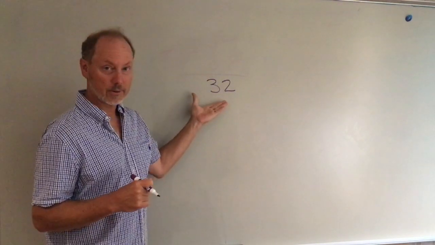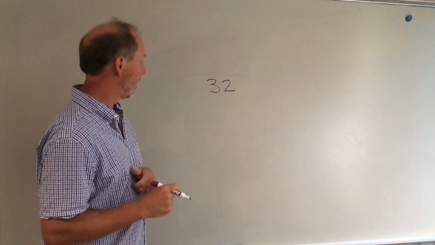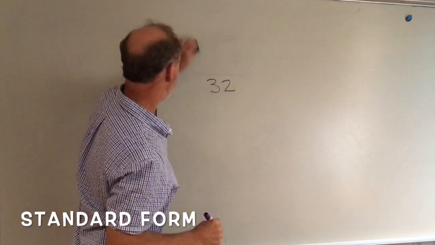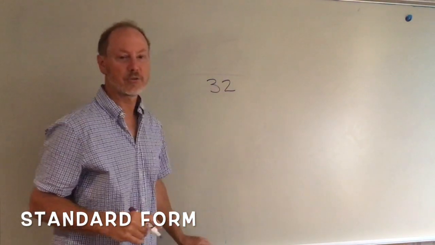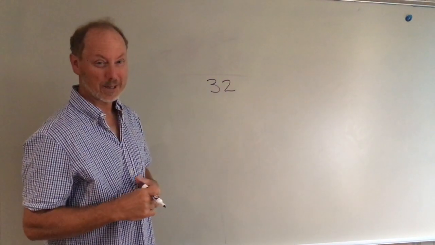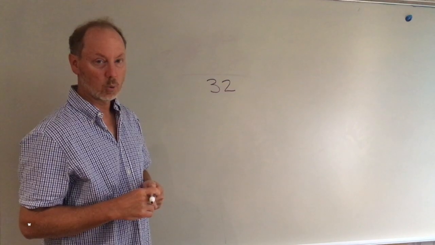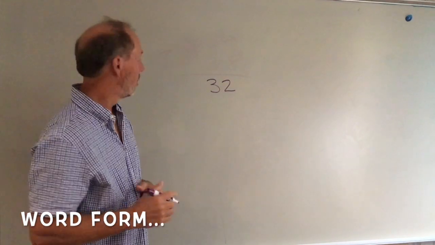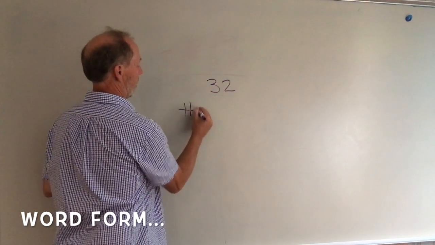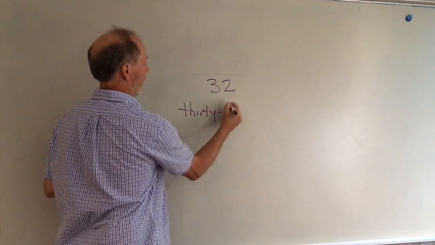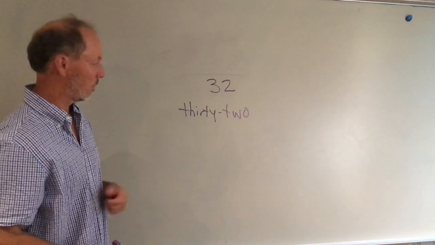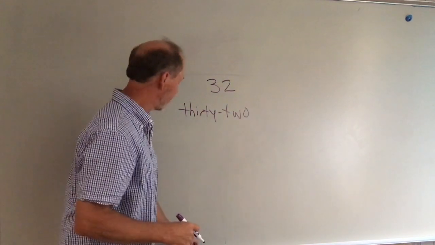This number, 32, is written in standard form. I'm not going to write it. I'm going to show it to you. Standard form. There's another kind of way that people write numbers. It's called word form. Word form is when we actually write the words, like thirty-two. Get it? Word form. Obvious.